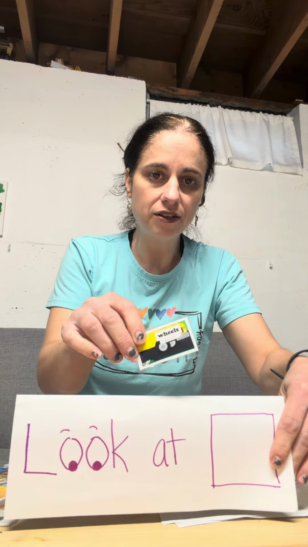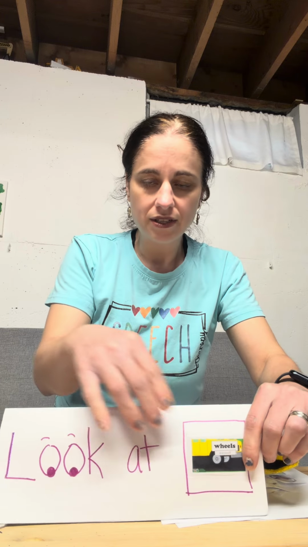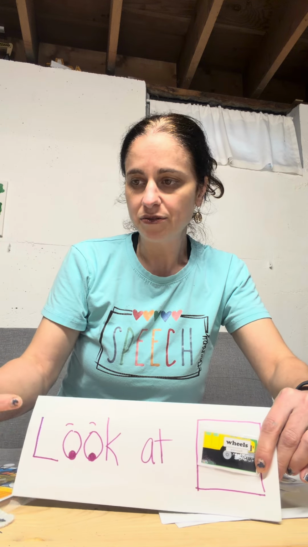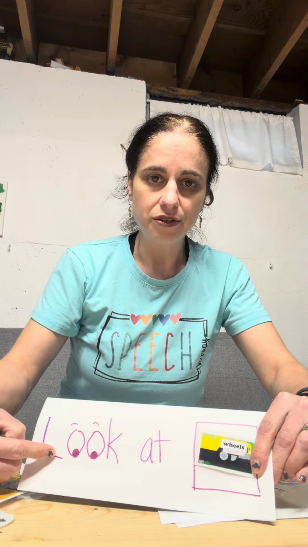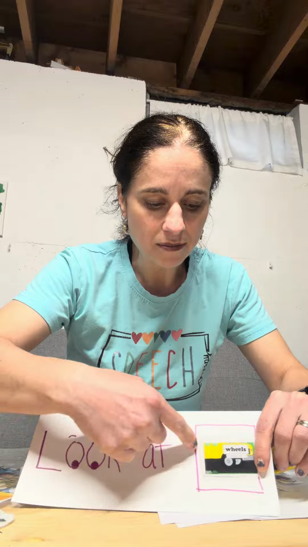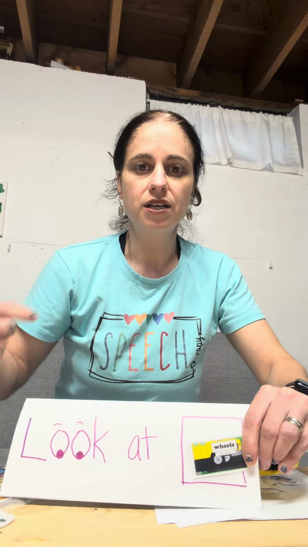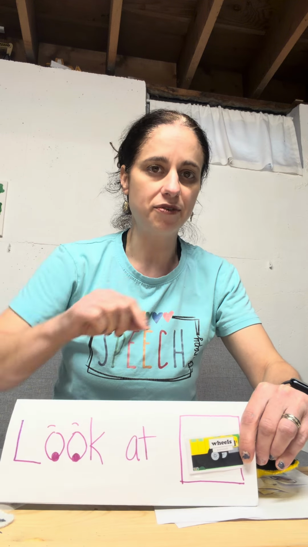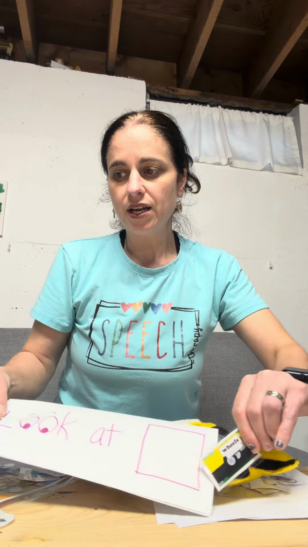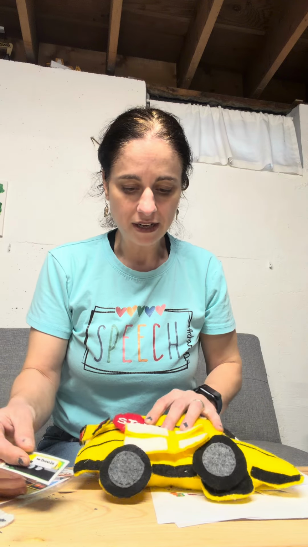You put it on a look-at strip next to the child, and as you're pointing with the child, you say look at, and then you can do an expectant pause and have them finish a sentence with the word, but if they don't say anything, then you just say wheels. Look at wheels. You might repeat it a second time, and then put it down and say, okay, let's see if we can find the match.